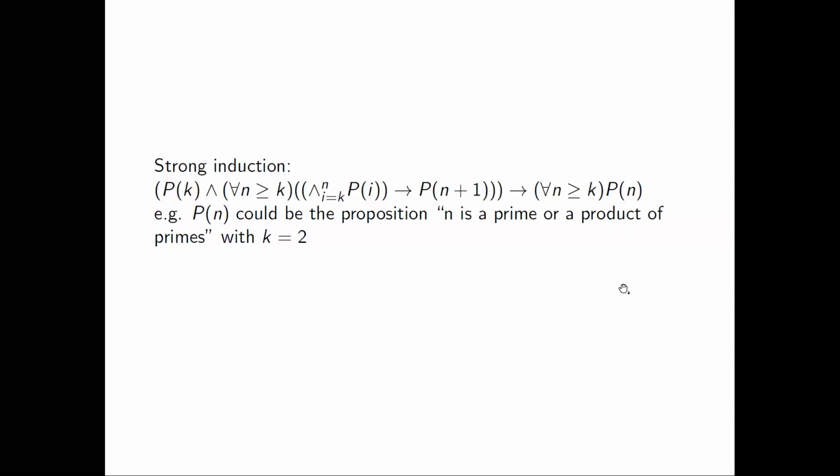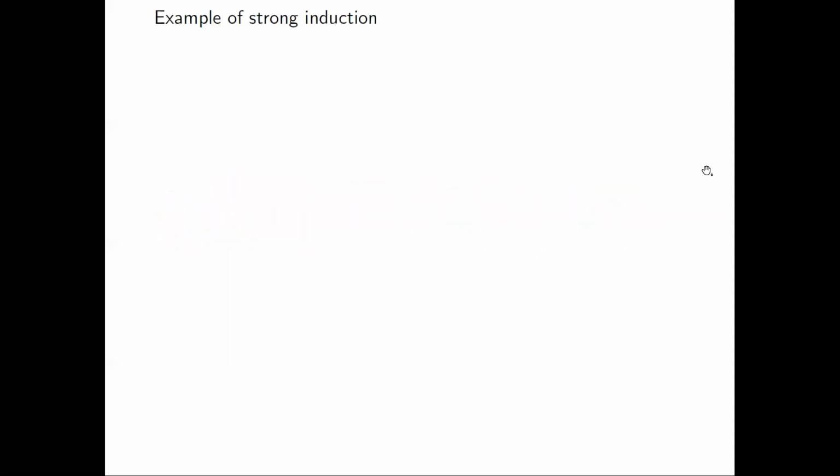So here's an example of a proposition that we might want to prove with strong induction, where we wouldn't be starting at 0, we would want to start at 2. And the proposition is that n is a prime or a product of primes. So let's see how we can prove that proposition for all n greater than or equal to 2 using strong induction. Before we prove it, let's discuss what it means to be prime.